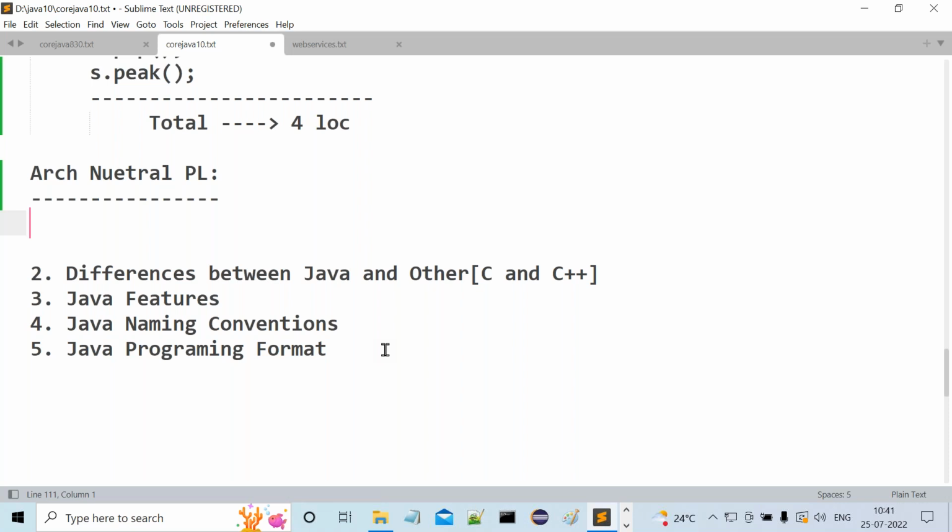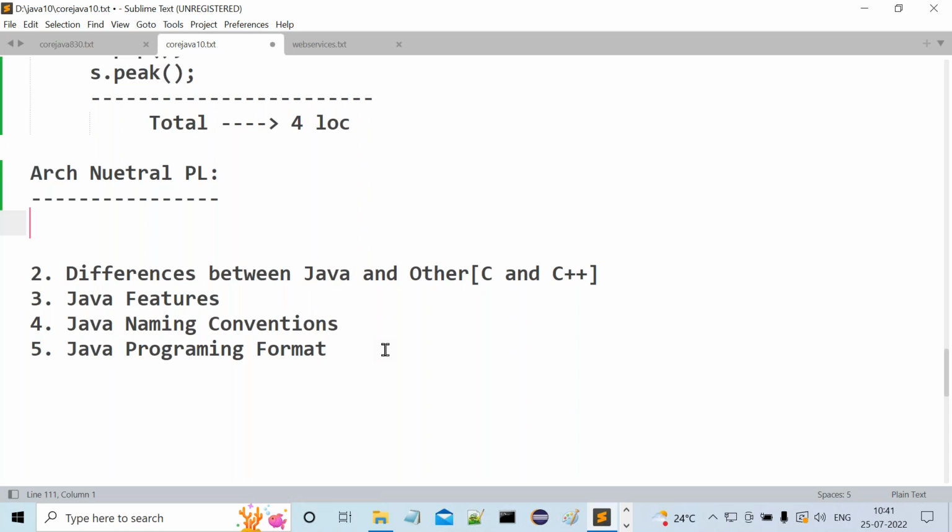Come again, three features. What are the three features? No, simple, tight coded, architectural neutral. What is simple? Less execution time, less memory, less power consumption. What is tight coded? Less number of intersections, lesser code, more result. Please remember this: lesser code, more result.